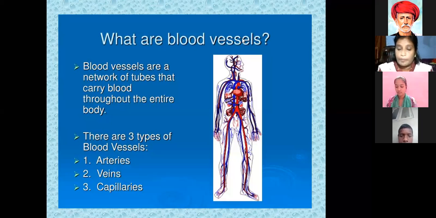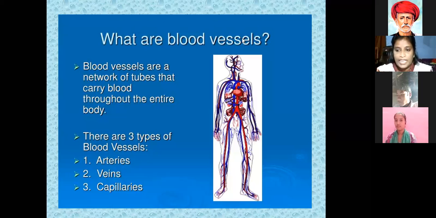We already learned in the previous class, how many types of blood vessels are there? Three types. What are they? Arteries, veins, and capillaries. How many types of blood cells are there? Three types, madam. What are they? White blood cells, red blood cells, and platelets. Very good. These are all blood vessels.